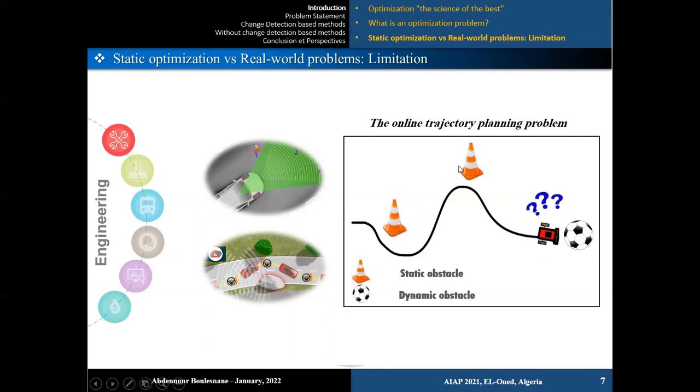A static optimization is powerless in the face of real-world problems that change over time. We can see this in several real situations. If we take a few examples, the online trajectory planning problem, as here for this car. The online trajectory planning problem is an important problem, especially in the world of industrial robotics, which consists in finding the shortest trajectory while avoiding dynamic obstacles. In this case, static optimization is really effective in front of static obstacles, but helpless in front of dynamic obstacles that exactly simulate reality.